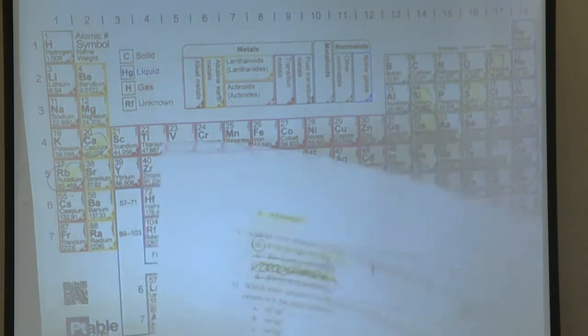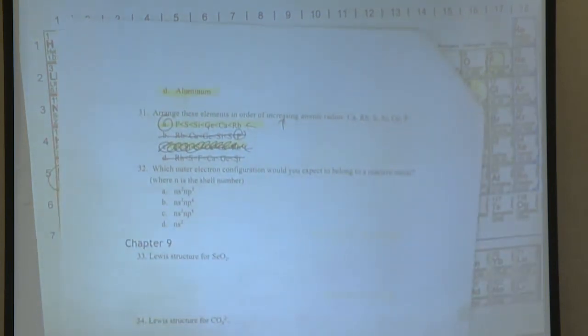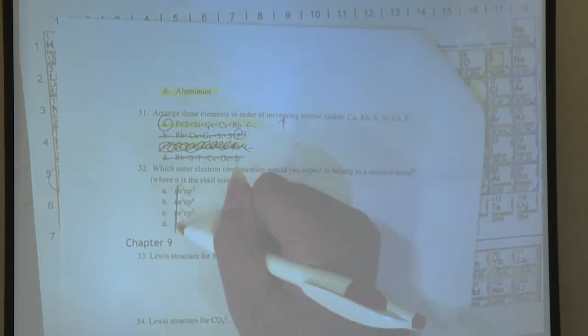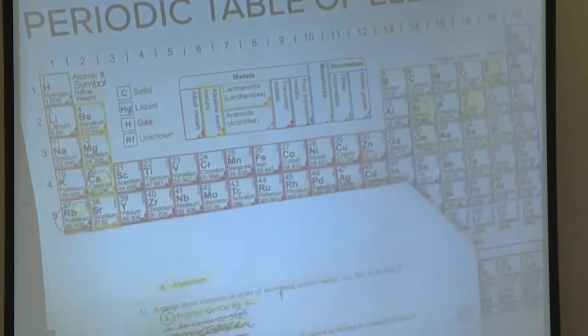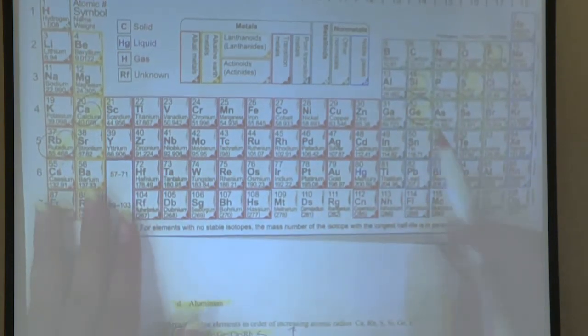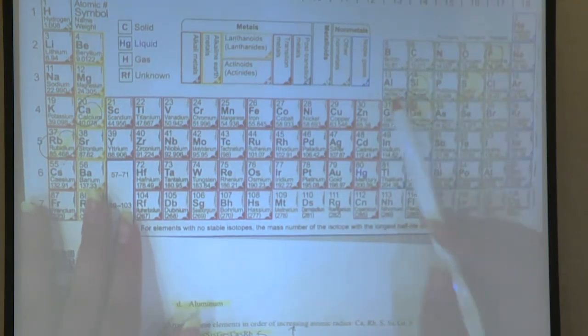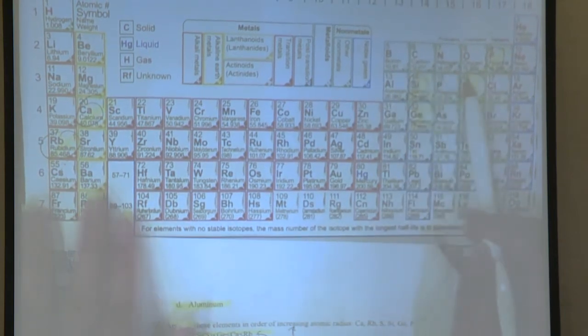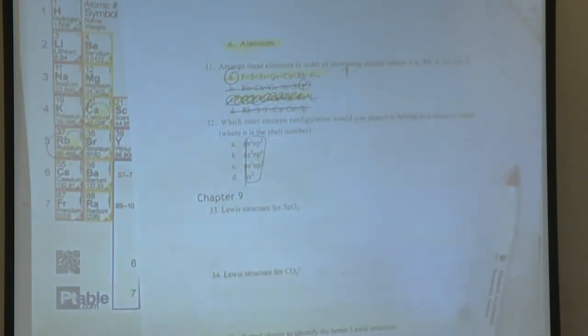Which outer electron configuration would you expect to belong in a reactive metal where n is the shell number, right? So this right here doesn't actually matter. This is the electron configurations that we're looking at. And reactive metals are where in the periodic table? They're going to be on our left, right? So they're not going to really have a p block, because all these guys that have p blocks are like halogens or metalloids or really non-metals, right? So look here, the only one that really makes sense is D, because anything in the s block is going to be our reactive metals. Anything in the p block is going to be a non-metal. Okay.